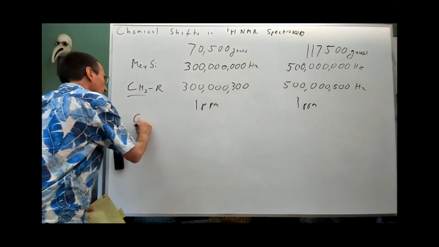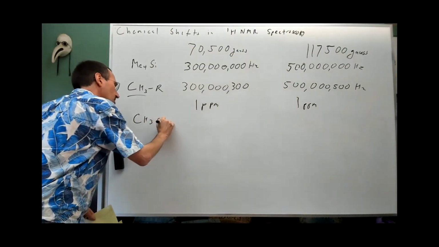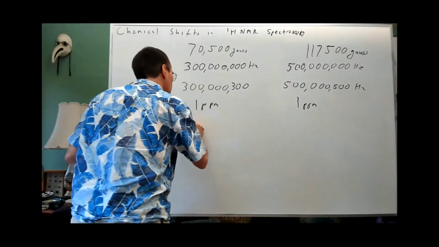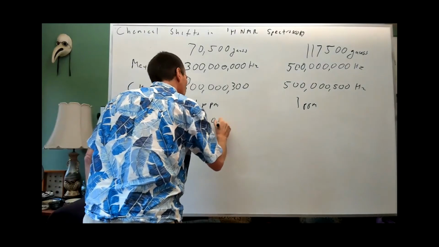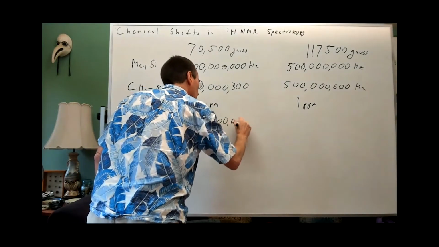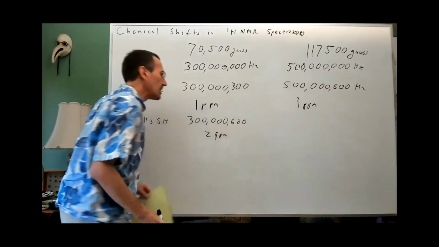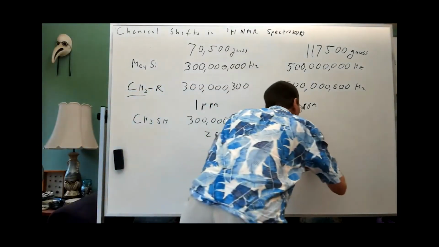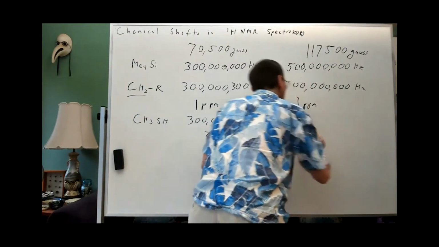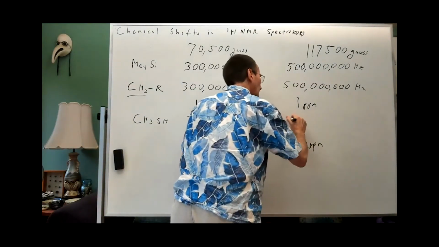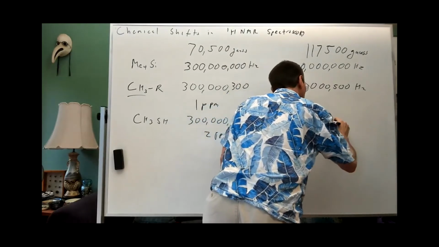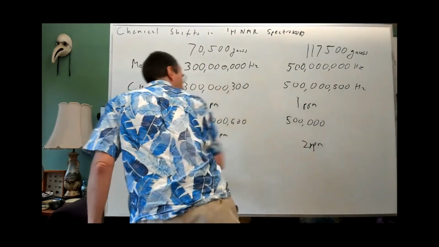If we, just to give an example, I'll take a methyl group on a sulfur, I'll take methane thiol. If we go ahead and say that's going to be at about 300 million, 600 hertz, which is about 2 ppm, we can easily say, okay, it's going to be the same thing here. It's going to be 2 ppm on the higher field magnet. And so that's going to be 500 million, 1000 hertz.